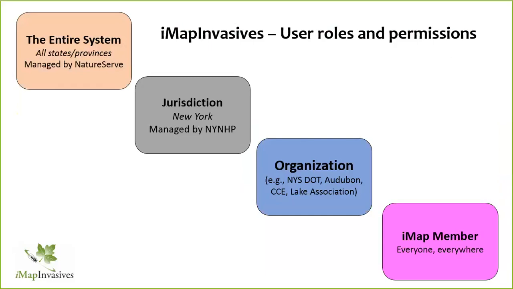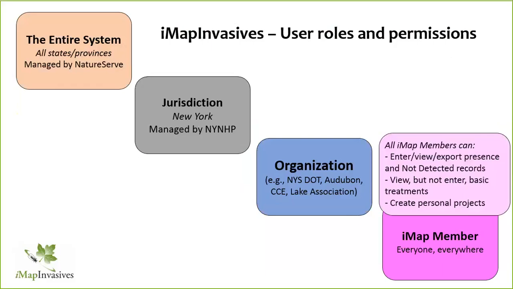So just keep in mind that when you're looking in IMAP, if you ever see the word jurisdiction, that means your state, and for you it's New York. And for New York, we, at the Natural Heritage Program, are the managing organization for New York. And then further on, the entire system for all states and provinces is managed by NatureServe. But really, for your purposes, we want to focus on those first two boxes.